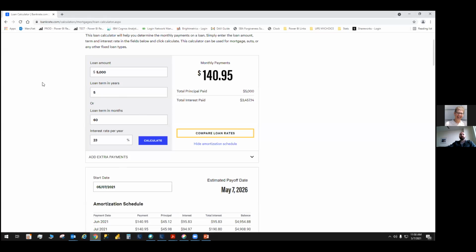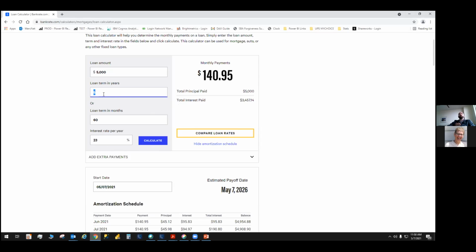So let's do that here. So let's say, okay, we're going to go back to this example. I want a brand new MacBook Pro. It's going to cost me $5,000. And here's my loan calculator. And I want to point out, so let's say I'm going to put this on a credit card at a 23% interest rate.